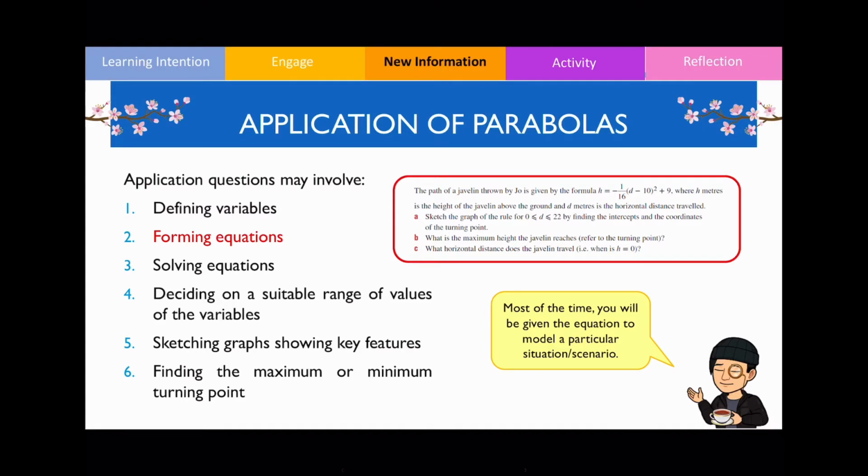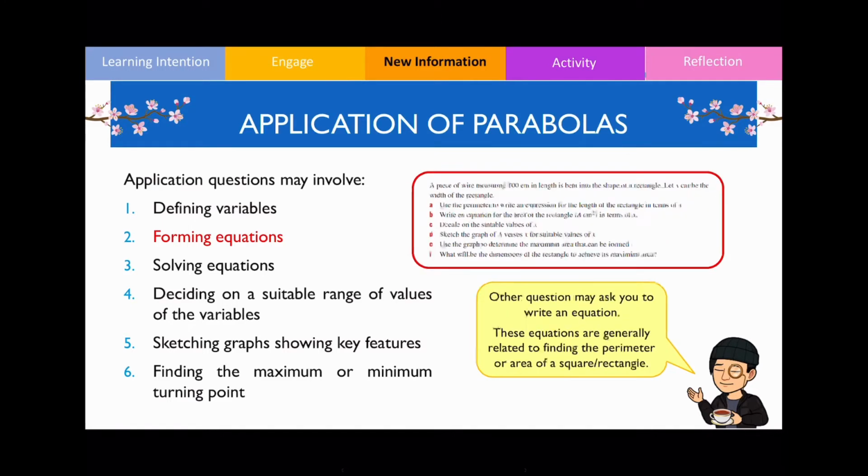The thing you might also be doing is forming equations. Most of the time, about 80% of the time, you're going to be given the equations already that represent or model a particular scenario. In this case, it's already given to us. But some other times you might need to actually construct an equation yourself. These equations are not too complex, because most of the time they will ask you to find the perimeter as well as the area of a rectangle or square, which is going to be length times width for the area.